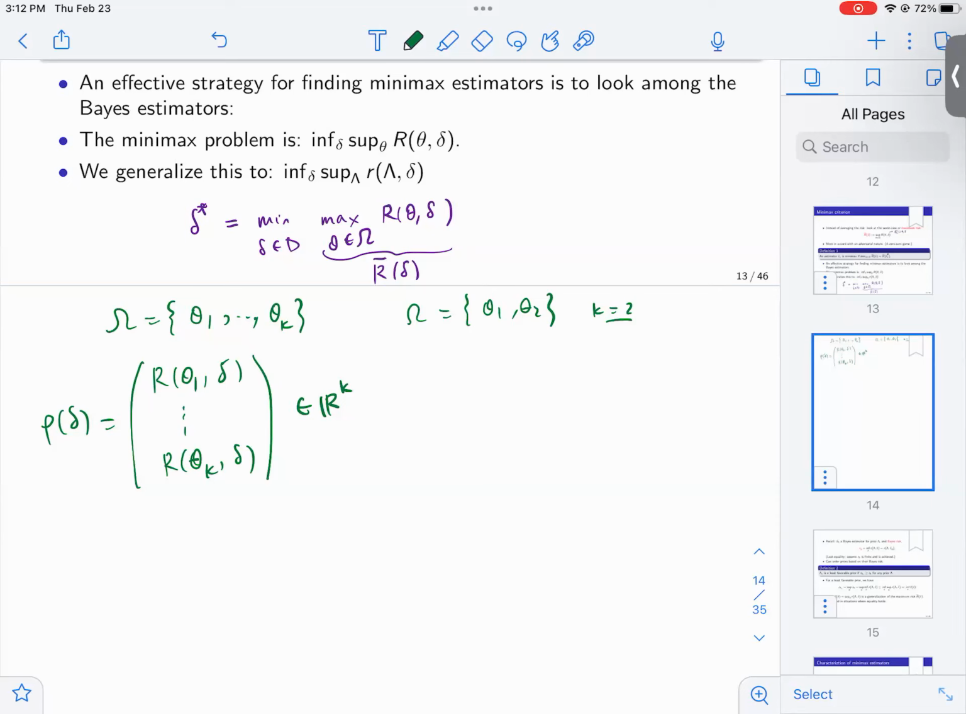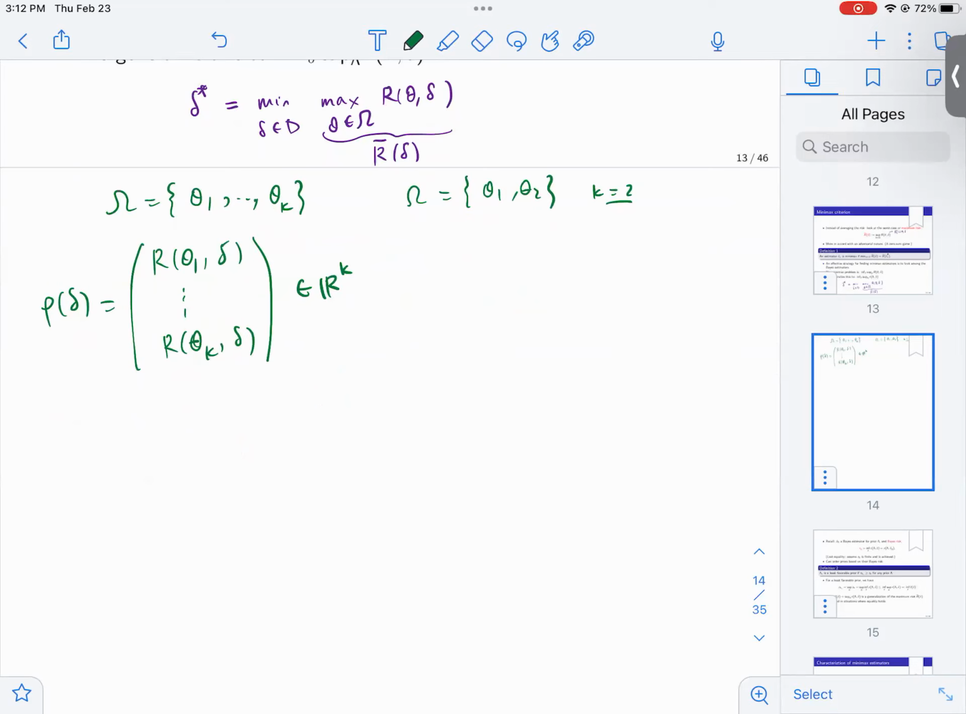And what I can do now is say that the maximum risk of delta, which is just the maximum over i of these r of theta i and delta, is just the infinity norm of this rho of delta. If you remember what the infinity norm is, right? The infinity norm of a vector, what is the infinity norm?